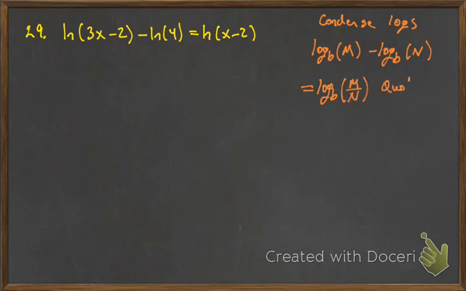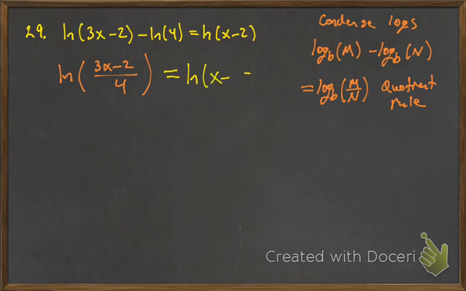And then we call that the quotient rule. So that's the first thing we're going to do, is look to isolate and condense the logs when we have an equation involving logs. That gives us (3x minus 2) over 4, and that's going to be equal to the ln of x minus 2.